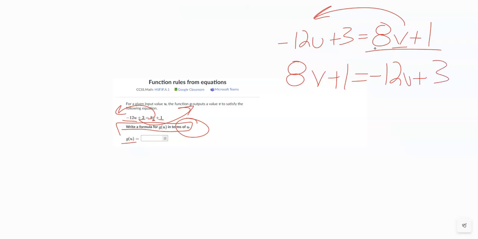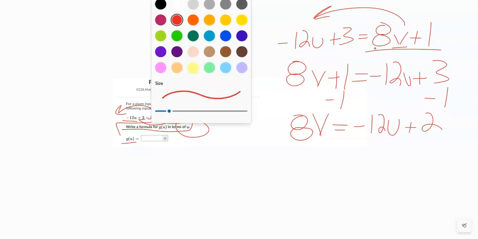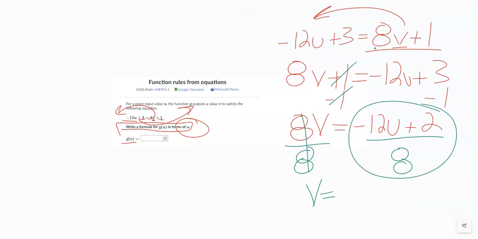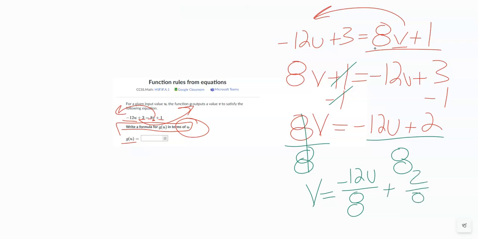Now we have two things we need to do. Got to move this positive 1 over by subtracting 1. So 8v equals negative 12u plus 2. These cross off. And now the last step is to divide by what's in front of our v. So v is equal to all of that. We can actually break this up into two different fractions. So we get negative 12u over 8 plus 2 over 8.